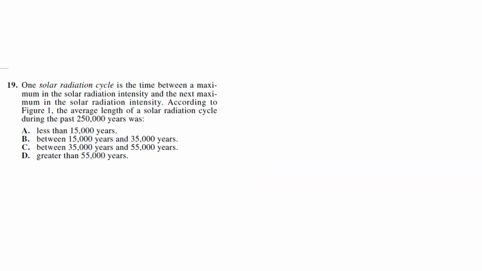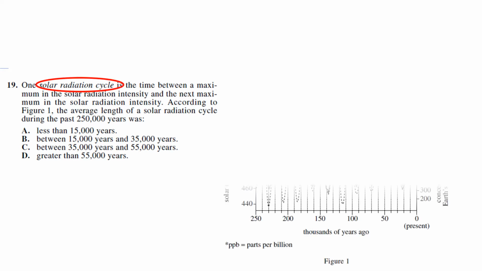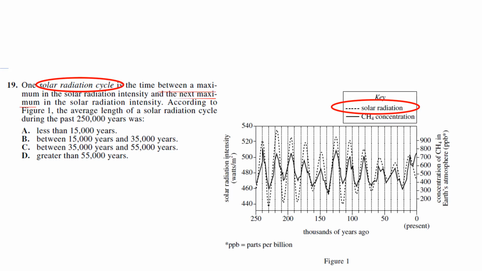One solar radiation cycle is the time between a maximum in solar radiation intensity and the next maximum. According to figure 1, what is the average length of a cycle over the past 250,000 years? So find solar radiation, the dotted line, put your finger on the first maximum, and then it's between each one, right? So that's the difference between each one. You don't really have to calculate the average because they look about the same, so just do the first one. From that one to that one is 20, and of your answer choices, choice B is between 15,000 and 35,000 years. So B has to be your correct answer.